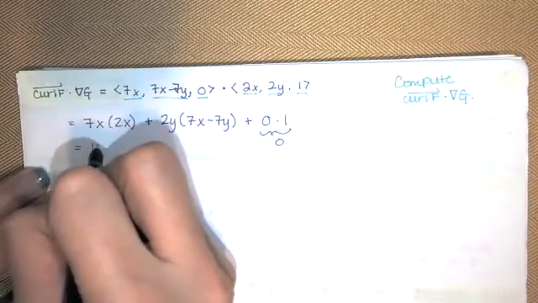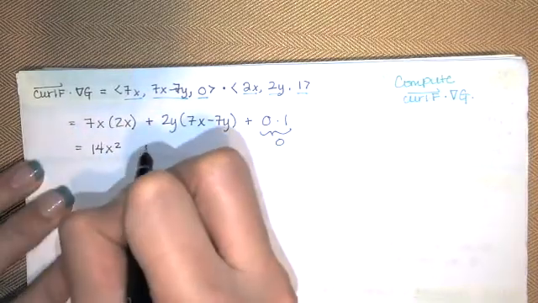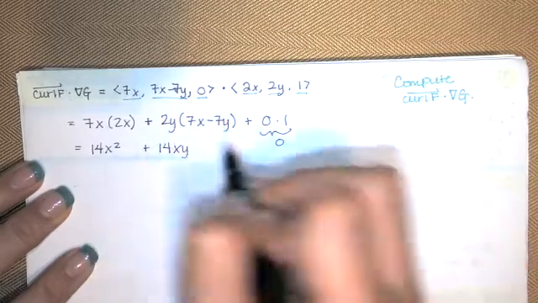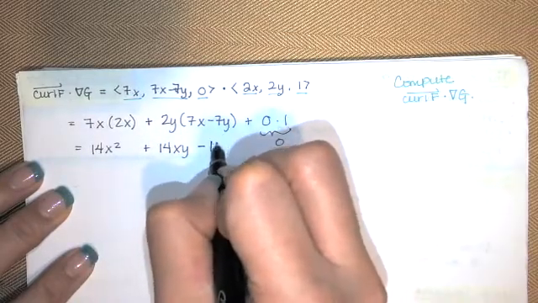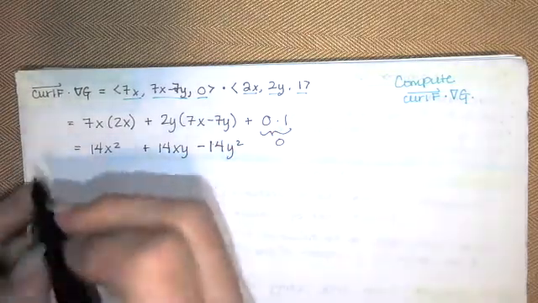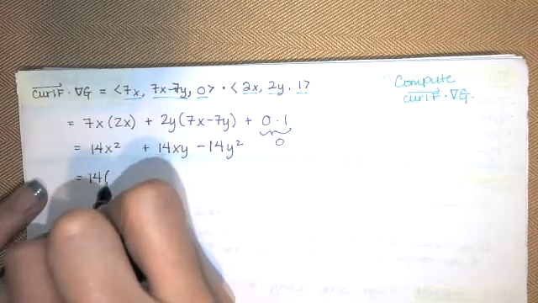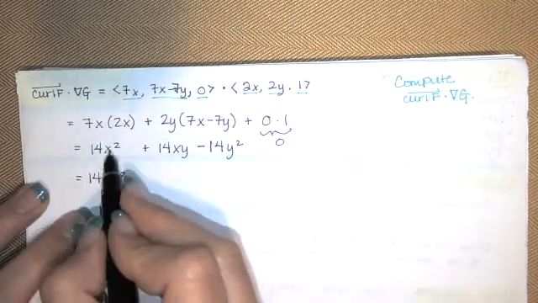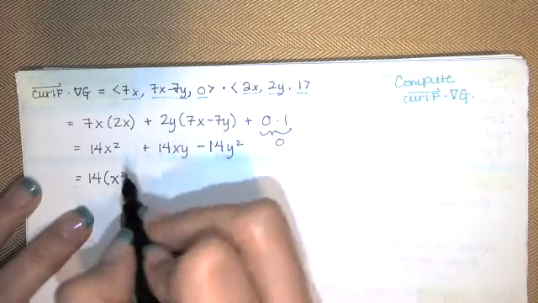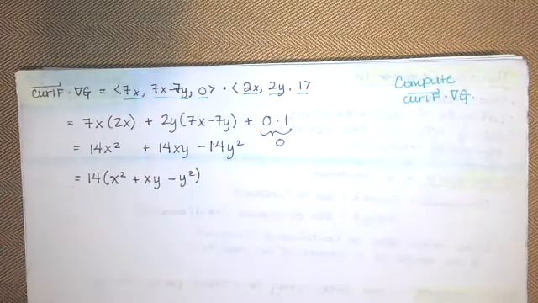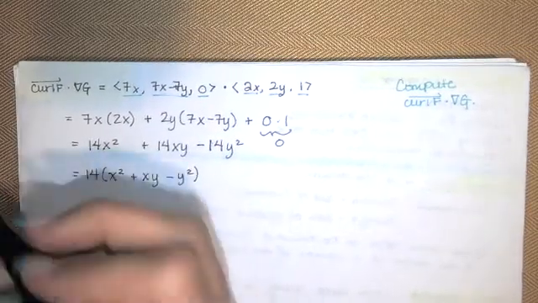And if we distribute here, we get 14x squared. If we distribute here, we get 14xy. Distribute over here at the end, we get negative 14y squared. If you want to, you could factor out that 14. I probably will. Well, I will, actually. So I've got 14 times x squared plus xy minus y squared there. Okay, so that is our integrand.